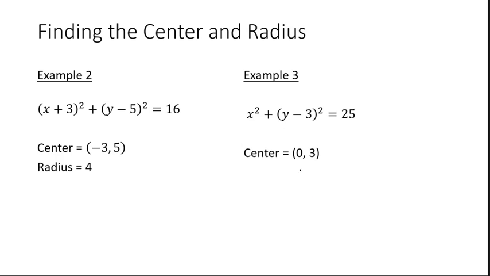So your center is at (0, 3), and then the radius would be the square root of 25, which is 5. All right, so we have the center and the radius. Now for all of these that we just showed you, once you have that center and radius, you can graph very quickly if you are asked to do so.